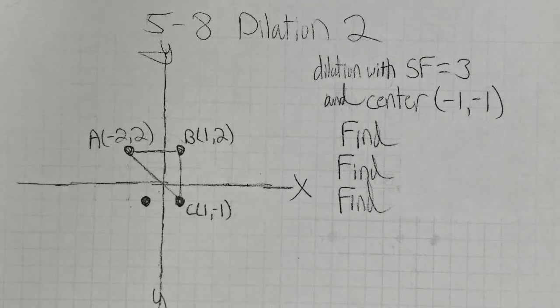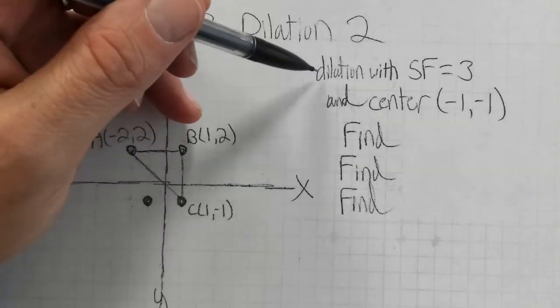Alright, on this section 5-8 we're doing dilation part 2. The difference in this particular section is that now the center of dilation is not necessarily going to be the origin. So we're doing off-center dilations. Okay, so let's see what we come up with here.